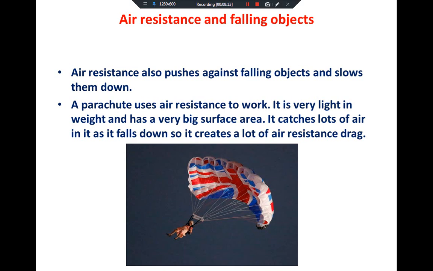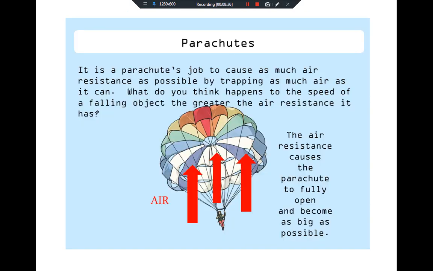When this parachute comes down, there is a force that's actually trying to catch it. That force is of gravity, pulling it towards Earth. But there also is a force that tries to what? To push it up to the sky. That force is of air resistance, okay? So in here, it's a parachute's job to create or to cause as much air resistance as possible by trapping as much air as it can. So the bigger the parachute, the more air resistance happens.